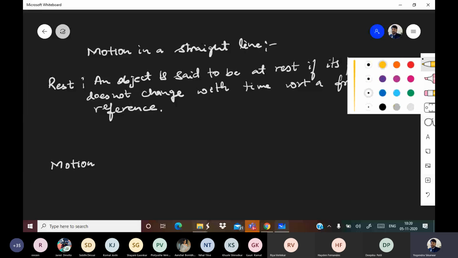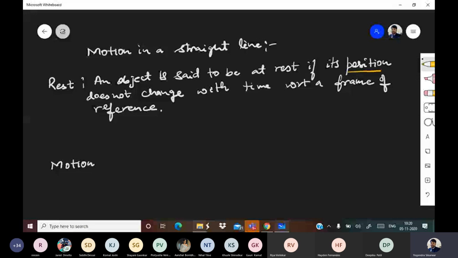Now, in this definition, there are three terms which are important. First term is time, that the position should change with time if the object is in motion. Position should not change if the object is at rest. Now, what do you mean by with time? With time means when time is passing. That is the meaning of with time.